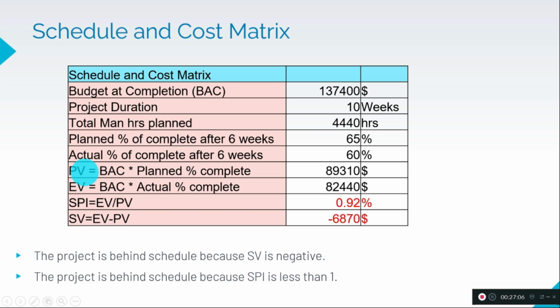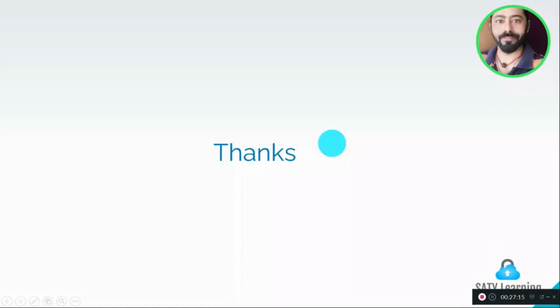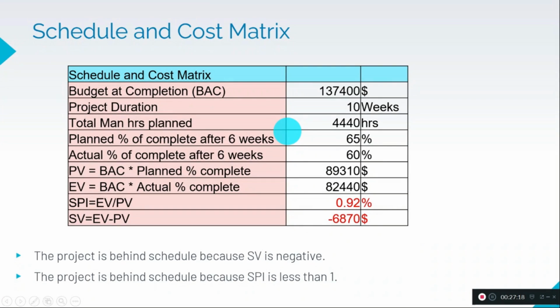So what is the planned value? Planned value is BAC into planned percentage of complete. So that is this value, so BAC into 65 percentage. So earned value equal to the BAC into 60 percentage. Now we will identify SPI, schedule performance index. Schedule performance index equal to earned value divided by planned value. So we are getting 0.92 actually, and the schedule variance equal to earned value minus planned value.